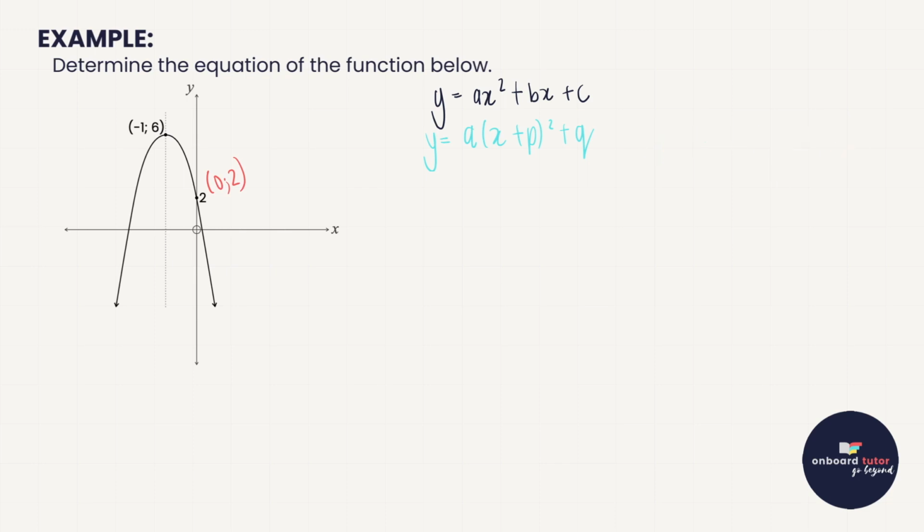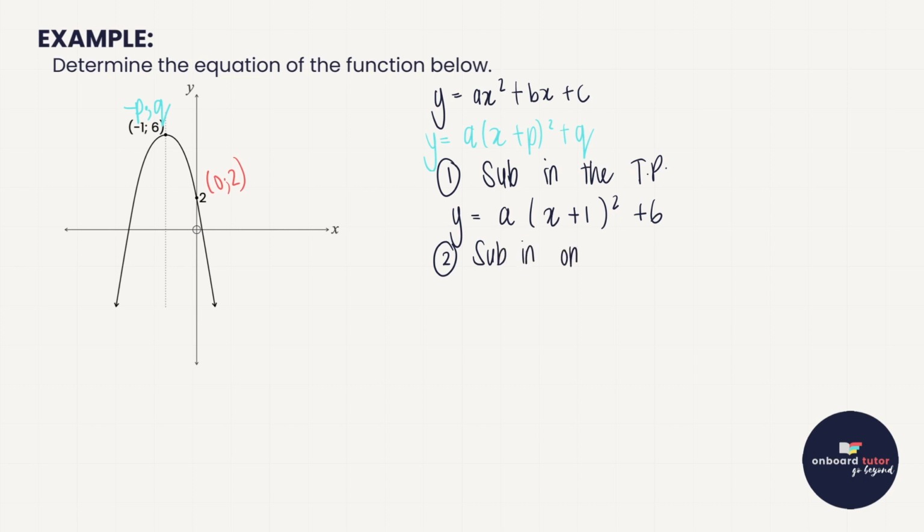So looking at this turning point, what I know is that it represents the coordinates minus p and q. So just be careful of that sign when you substitute in there, because it's actually going to be a positive one that you need to substitute, because they just want the p value, not the minus p value. Okay, that's one spot to be vigilant when you're substituting in. Okay, so the first thing we do is we sub in the turning point. Okay, so we're going to take our equation, y is equal to a times x plus 1 squared plus 6. Okay, step 1, sub in the turning point. Step 2, sub in one other point.